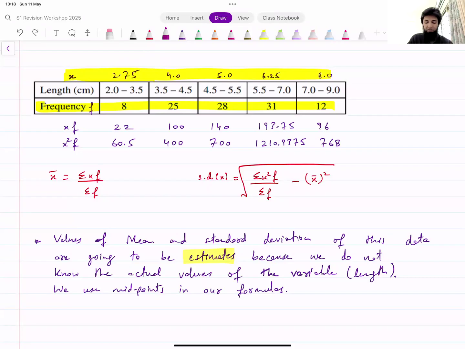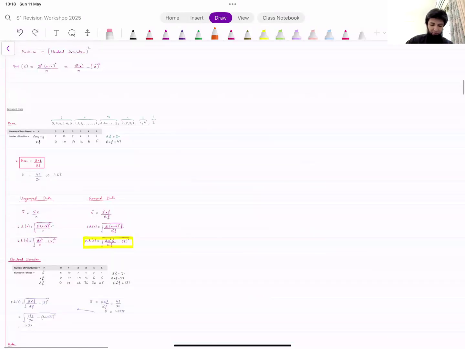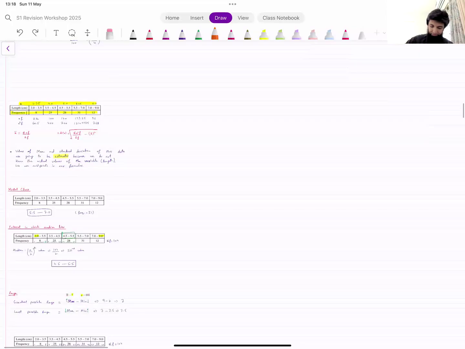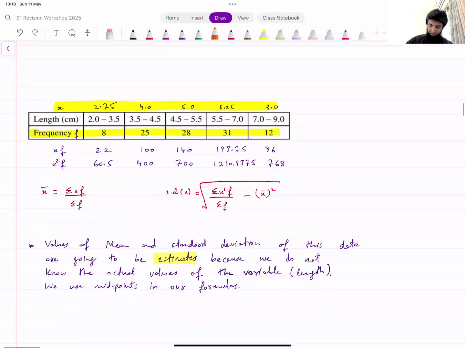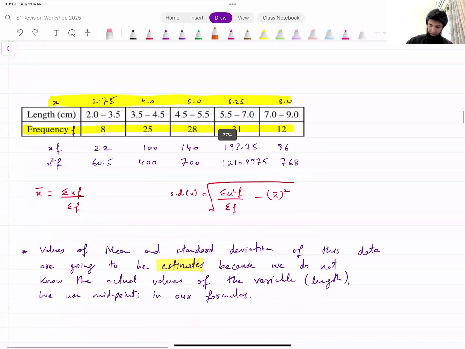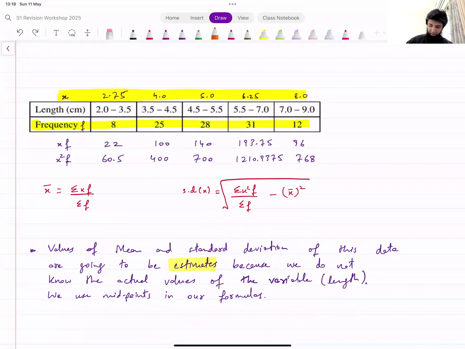Since we don't have any more information, the best we can do is use the midpoint. So we would say these values are estimates because we do not know the actual values. We're just using midpoints in our formulas. So the values of mean and standard deviation that we would get from this calculation are going to be estimates. That's why these are estimates.